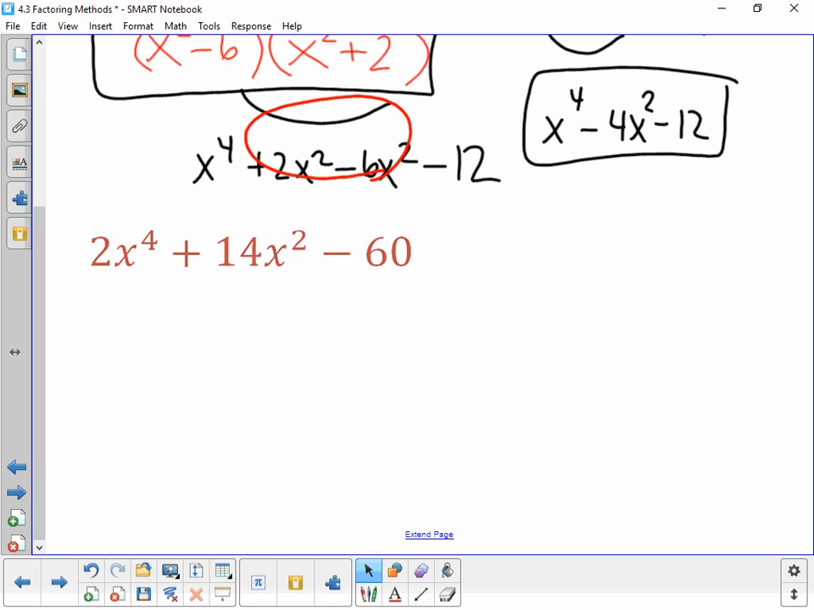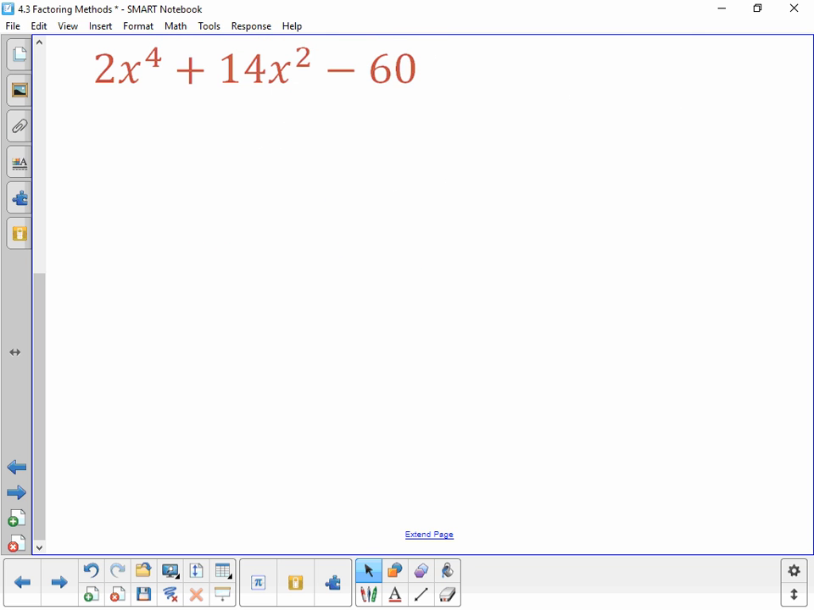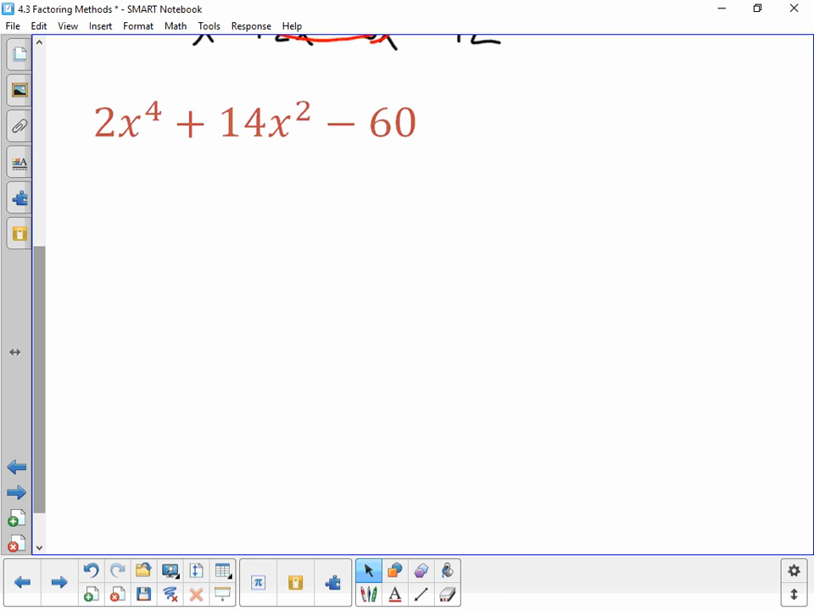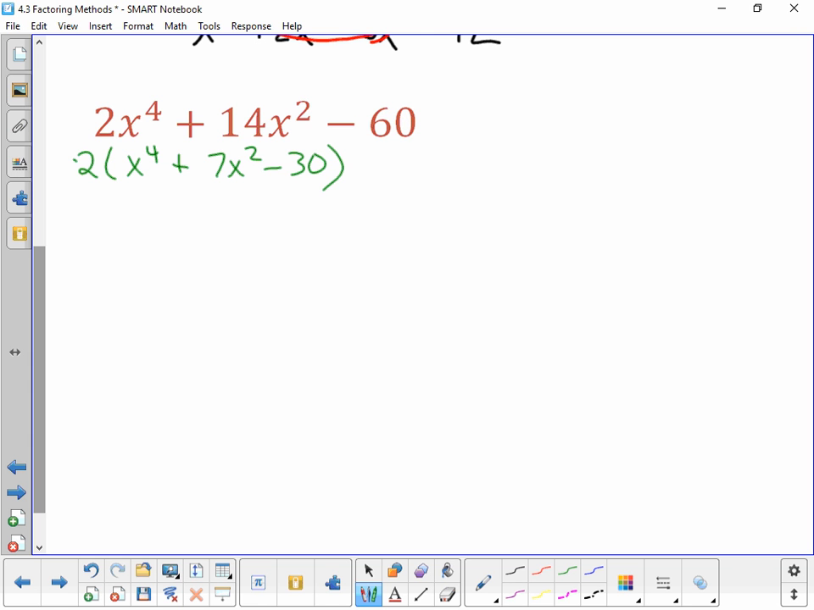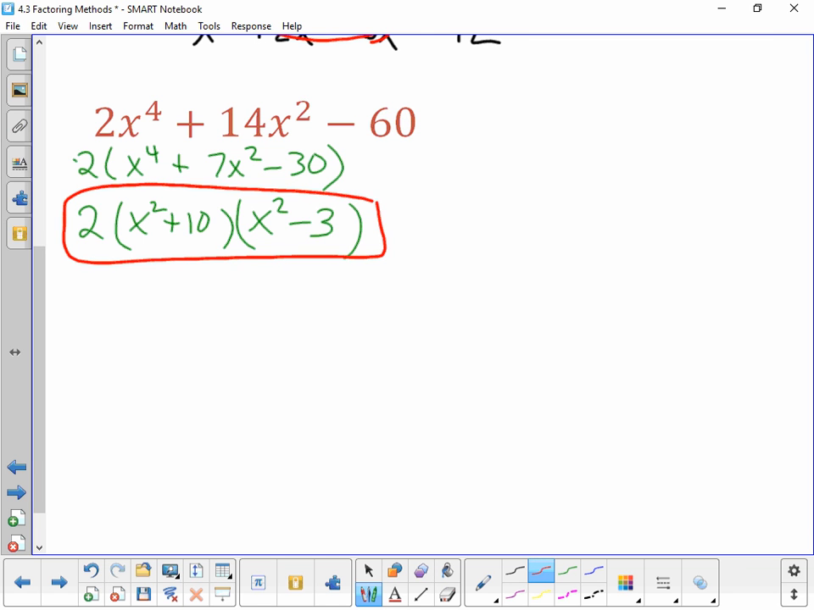Again, you should always, always, always look for a common factor. In this case, we have a common factor of 2. That leaves x to the fourth plus 7x squared minus 30. So we notice that this is a quadratic type. It's very similar to a quadratic, but those powers are doubled, so we'll use x squareds up here. And we can use the combination positive 10 and negative 3 that multiplies to negative 30 and adds to 7. So there's our factorization.